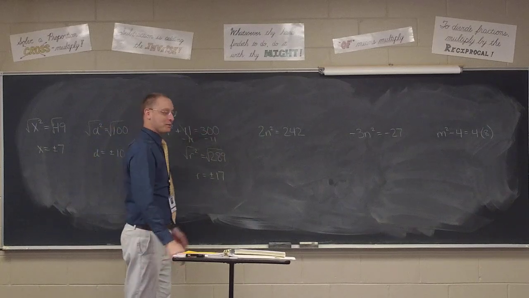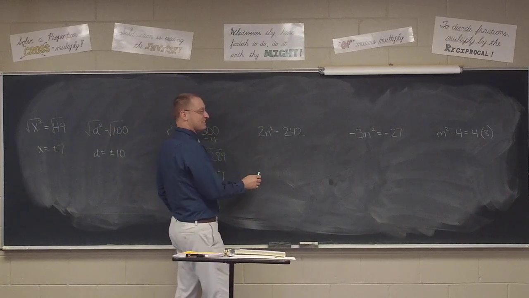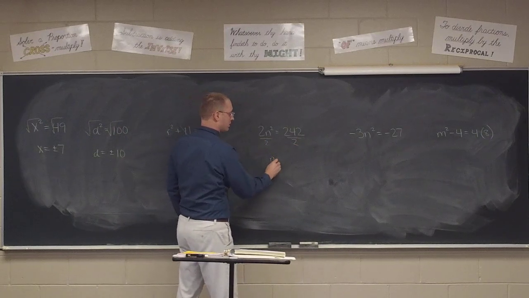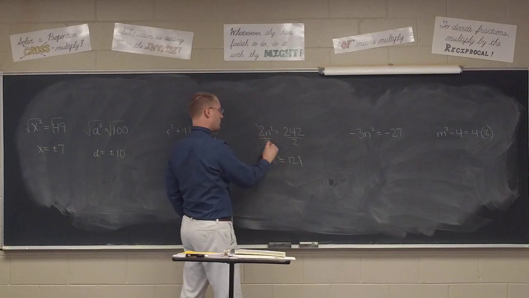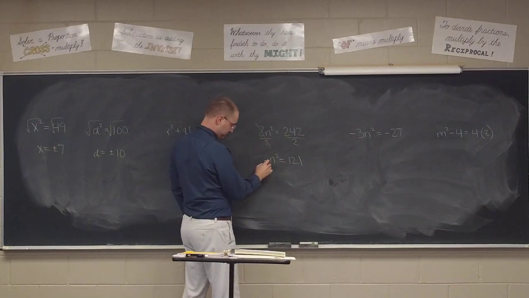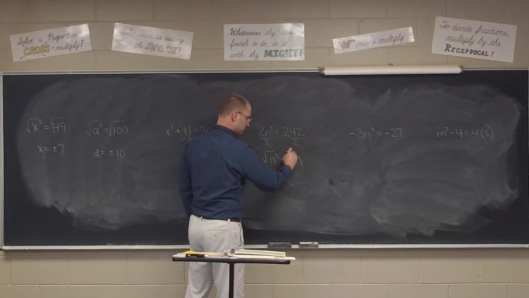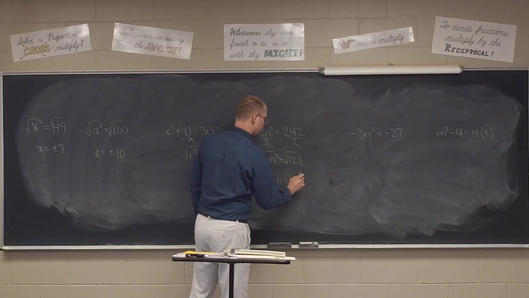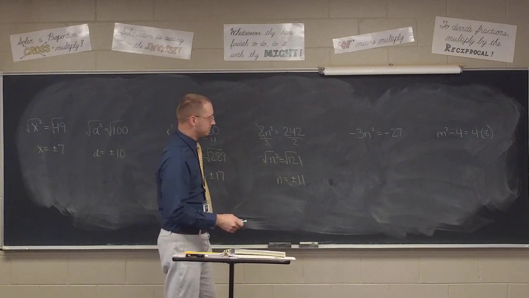On the next one, Joshua, you divided by 2, and that gave you N squared equals 121. And then you took the square root of both sides to get N equals positive negative 11. There we go. On the next one, Lana.